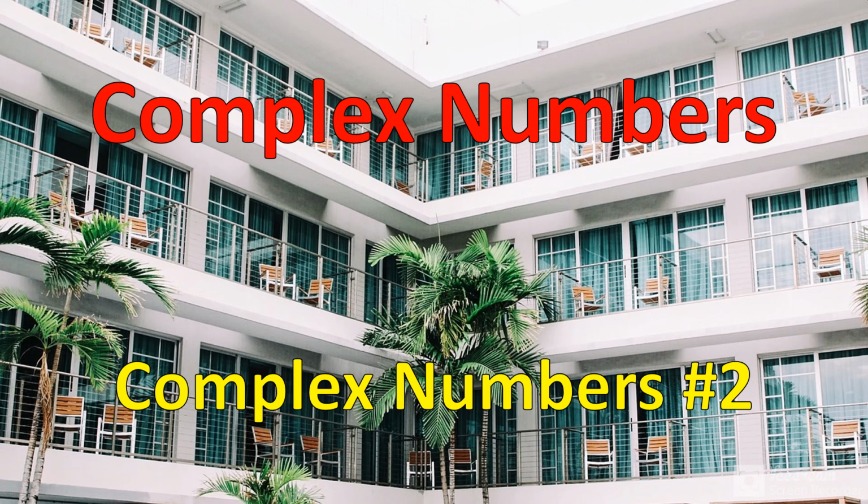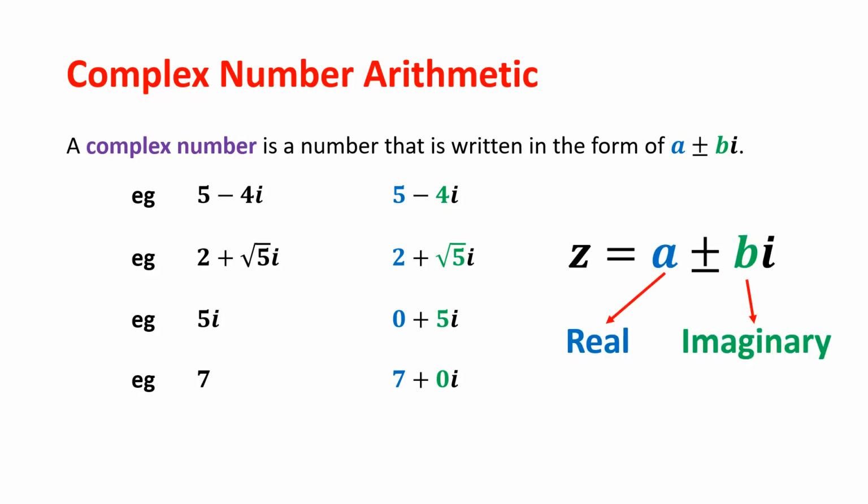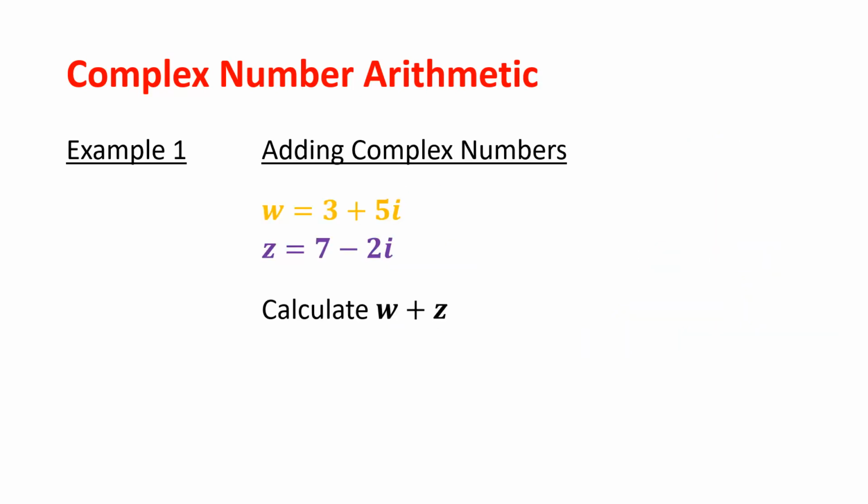Welcome to our next complex numbers video, our second video on actual complex numbers. Now, a complex number is a number that's written in the form a plus or minus b times i. We have a real component and an imaginary component. All right, well, let's get into example one.